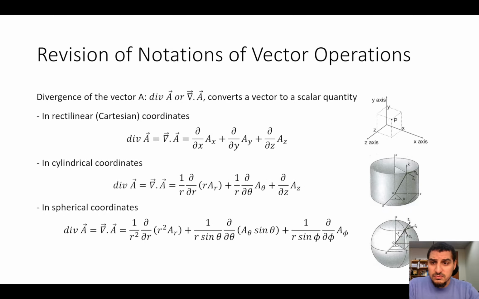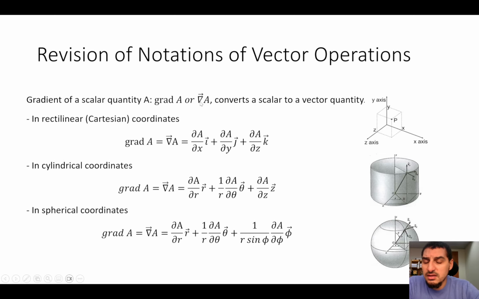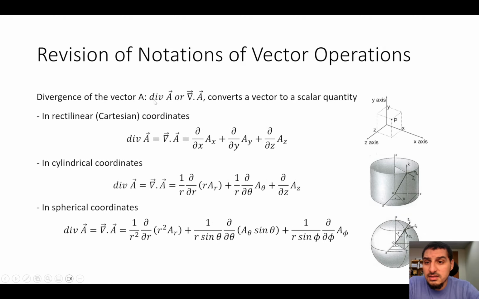The other type of derivative that we deal with is the divergence of a vector, which is the same symbol, but it's a dot product. And for the dot product, it has to be between two vectors, so it's the derivative of a vector. So it's the difference between the gradient and the divergence: the gradient is the derivative of a scalar quantity, and the divergence is a derivative of a vector quantity.